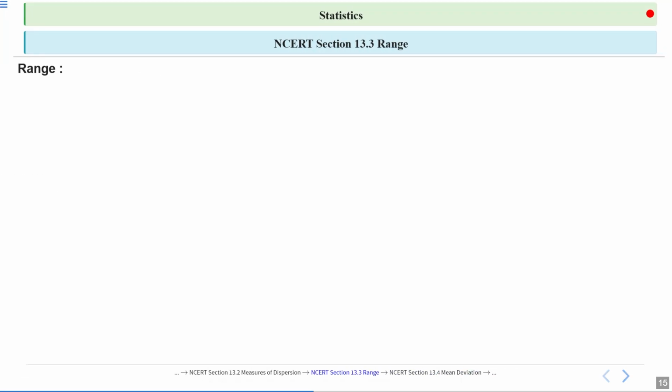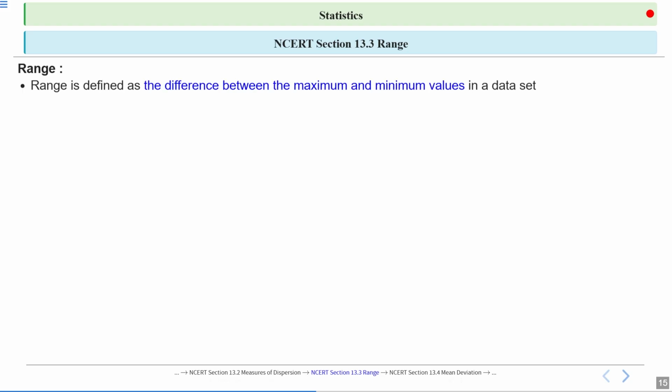First, we will discuss range. Range is an important measure of dispersion that helps us understand the spread of data in a dataset. We will start by defining what range means and then look at how to calculate it. Let's begin by defining the range. The range is the difference between the maximum and minimum values in a dataset. This simple calculation gives us a quick sense of how spread out the data is.